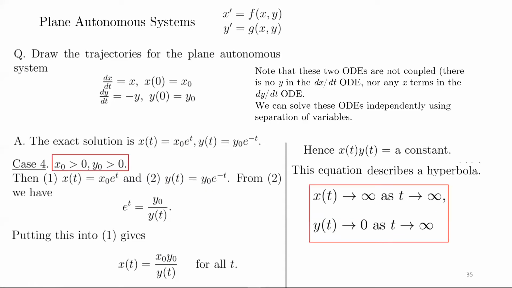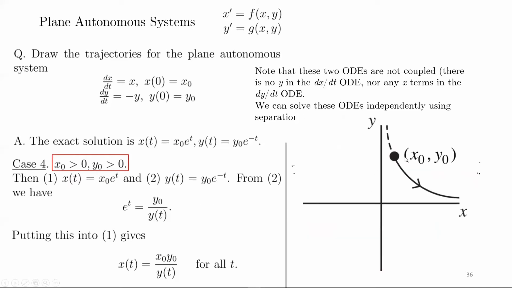Okay, so we can take these two relations here, knowing that we've got a hyperbola solution, and we can plot that. So in the first quadrant, if we take the initial condition where x naught and y naught are greater than 0, then we get some kind of hyperbola solution where y is going to 0 as t goes to infinity. So see here, y is reducing closer down to the y equals 0 line, and x is going to infinity as t goes to infinity.